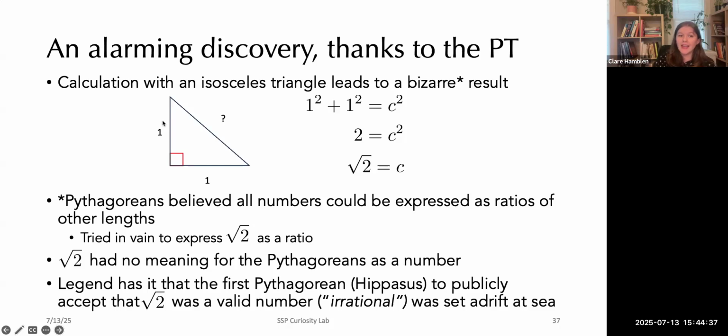Those two things, on the one hand, that this as a number is nonsensical to a Pythagorean, and here it is, right in front of you, black and white and red. This was enormously upsetting and alarming for the Pythagoreans. And legend has it that the first Pythagorean to publicly declare and try to accept that root 2 was a valid number, the first of what we now call irrational numbers, is said to have been set adrift at sea. That's how alarming this was to them.